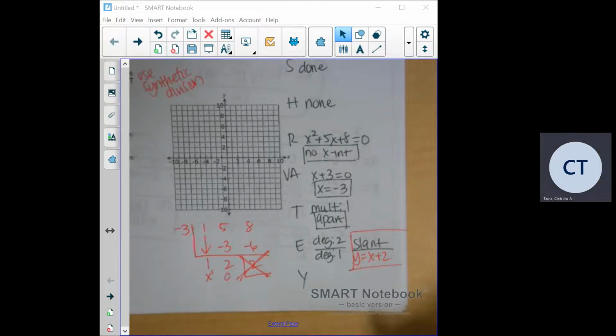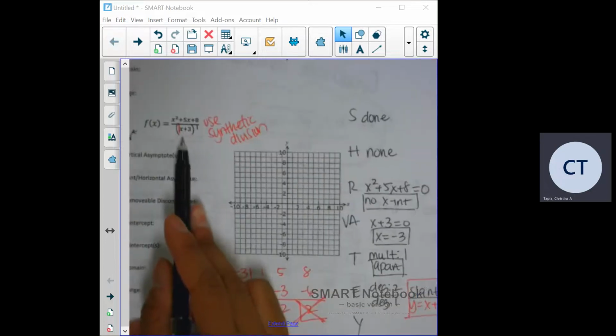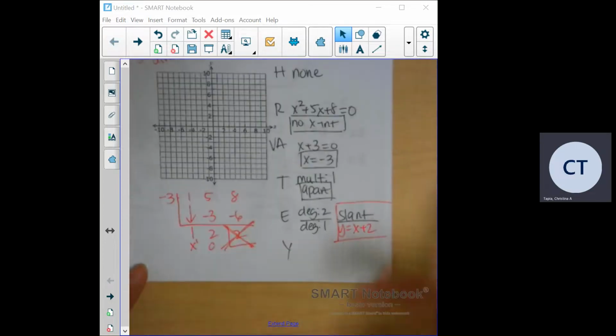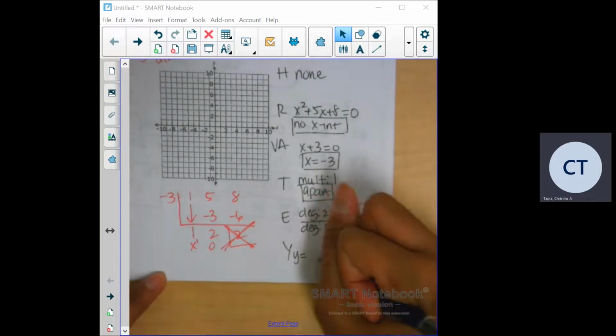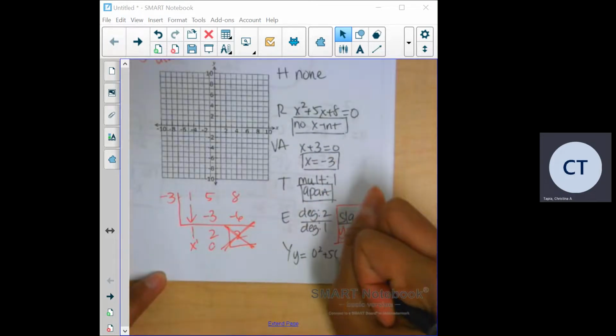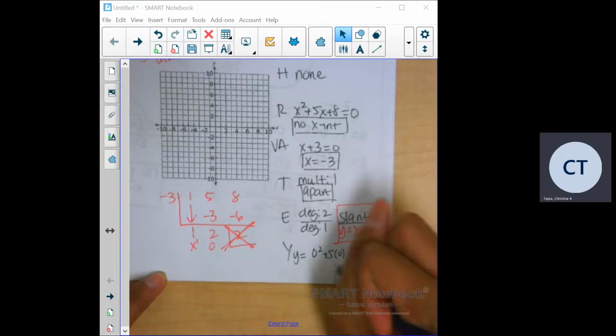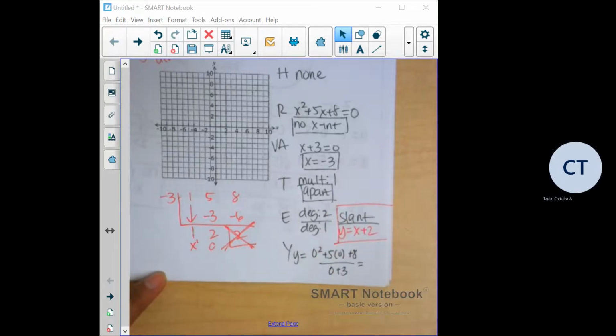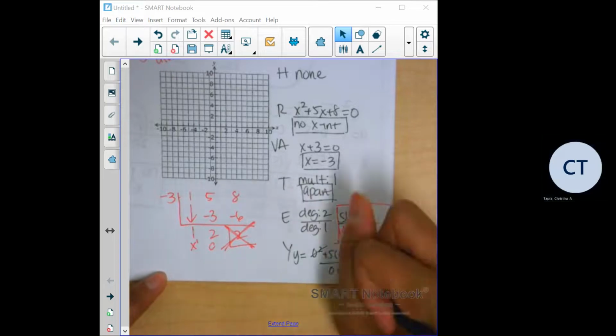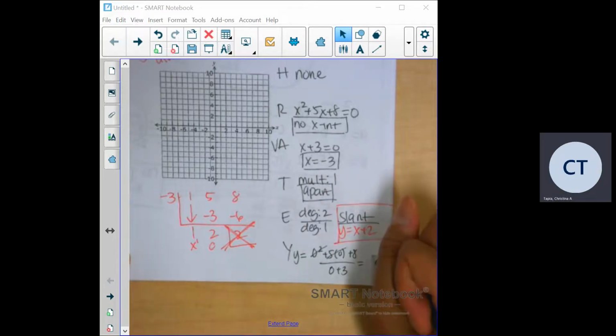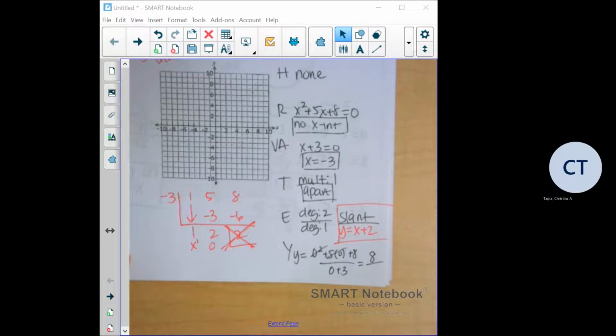And then the last part is your y-intercept. So your y-intercept, I'm going to take the original function over here. I'm going to plug in 0 and I'm going to solve. So my y-intercept is going to equal 0 squared plus 5 times 0 plus 8, over 0 plus 3. 0 squared is nothing. 5 times 0 is nothing. So I'm just left with an 8 in the numerator. 0 plus 3 is just 3.